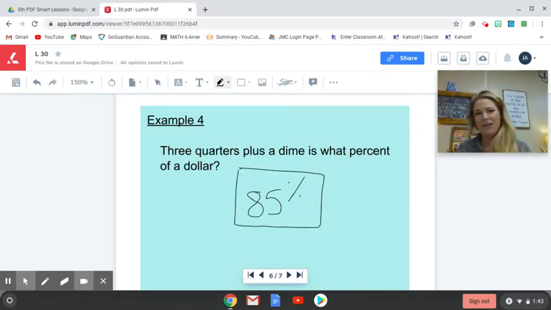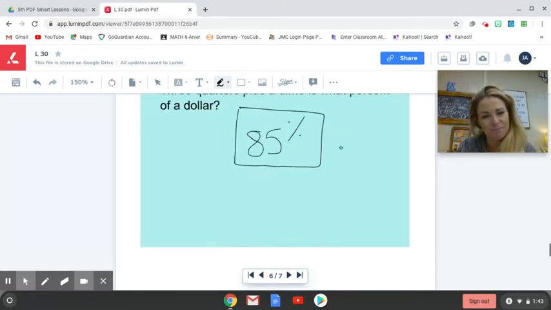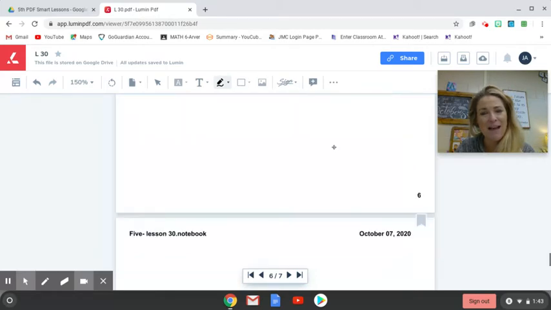So just stopping right there, just to throw another verbal example out there for you. If this is true, if 85 cents is 85% of a dollar, then what would 27 cents be? What percent of a dollar would 27 cents be? 27%. What percent of a dollar would 71 cents be? Well, it would be 71% of a dollar. That's it for our examples for today.